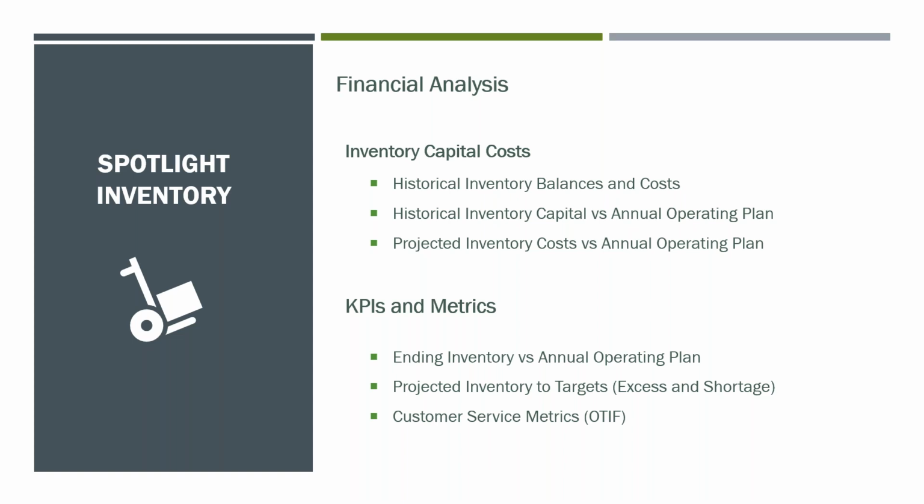And obviously on the flip side, you can take a look forward and say, what are my projected inventory costs going forward? And then how does that compare to my annual operating plan? Am I carrying more inventory than I expected? Am I carrying less inventory than I expected? And then what are the capital implications of doing that, right? If my inventory goes from 10 to 20 million for this product family, is that still a profitable product family for me?